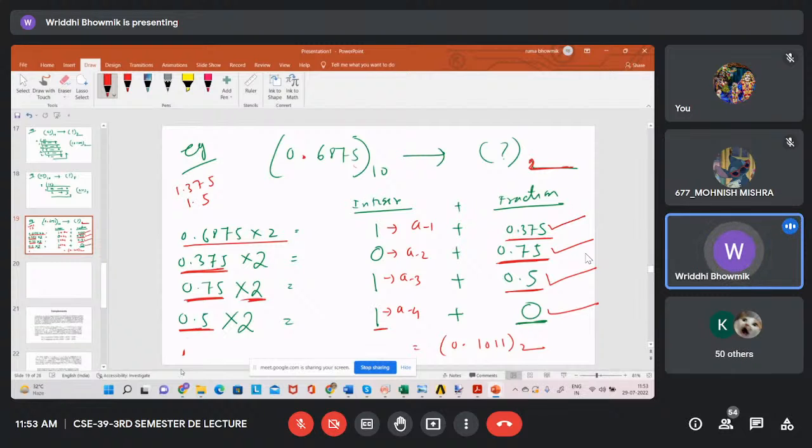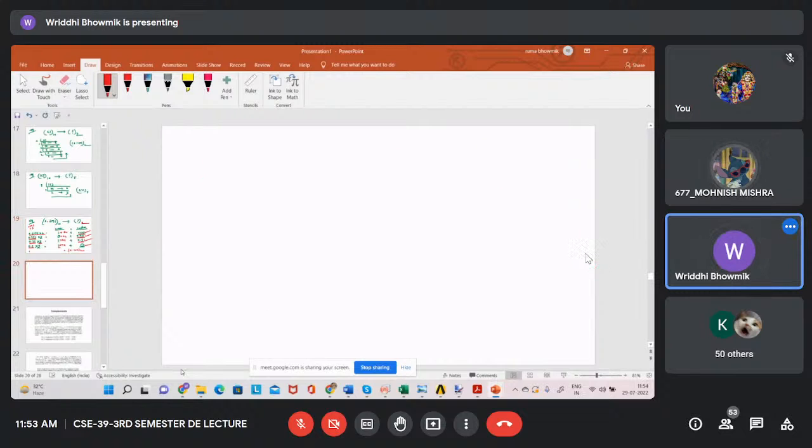We have achieved the sufficient accuracy, and what values will we observe? We take these integer values, whatever I am getting from the multiplication process. The first value will be at the -1 position, the second value at the -2 position, the third at the -3 position, and the fourth at the -4 position. So a -1, a -2, a -3, a -4. These are the coefficients. So finally you can write 0.1011 base 2.